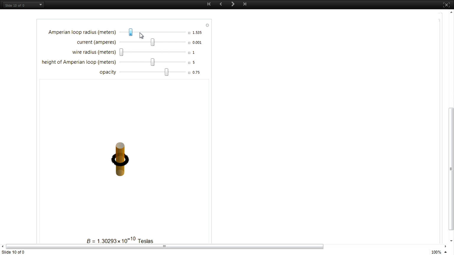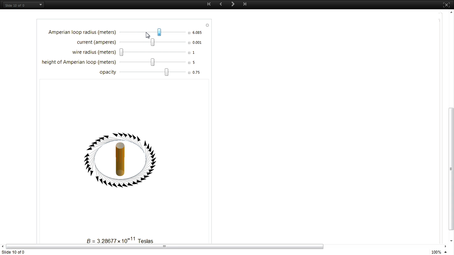And there's a few interesting aspects. You can see that if you increase the measurement distance, so the radius of the Amperian loop, then you're going to have a 1/r dependency. So as we increase this, you can see the magnetic field strength at the bottom is going to go down as you increase the measurement point.